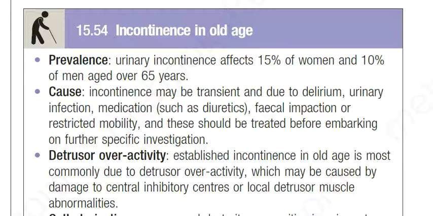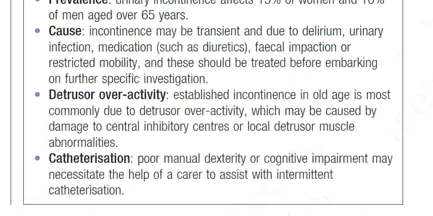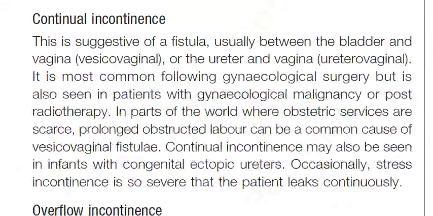Detrusor overactivity. Established incontinence in old age is most commonly due to detrusor overactivity, which may be caused by damage to central inhibitory centers or local detrusor muscle abnormalities. Catheterization. Poor manual dexterity or cognitive impairment may necessitate the help of a carer to assist with intermittent catheterization.